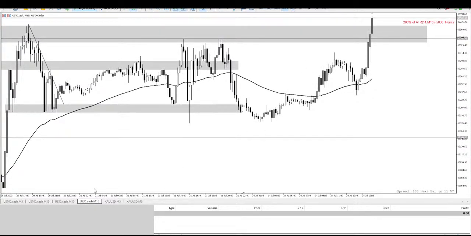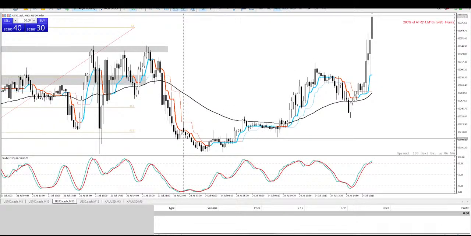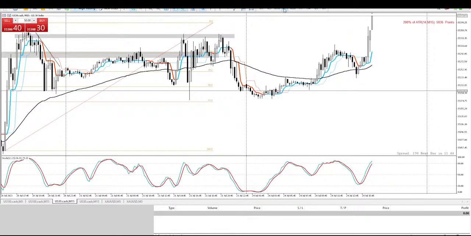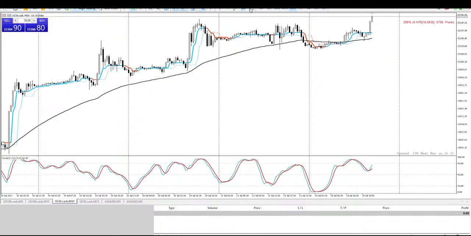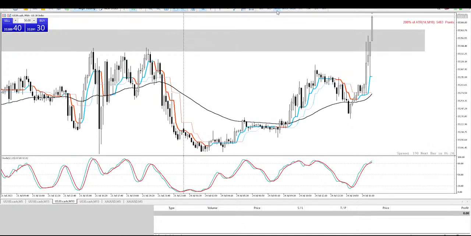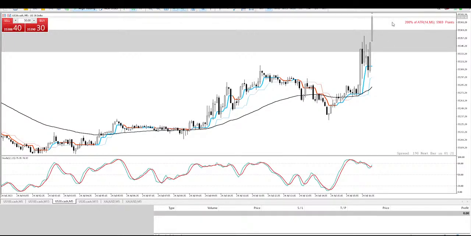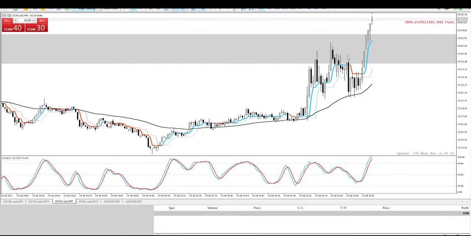All right, there's that move coming in there now. Just gonna clean this chart up a little bit. If we could get a pullback, I could look for an entry.